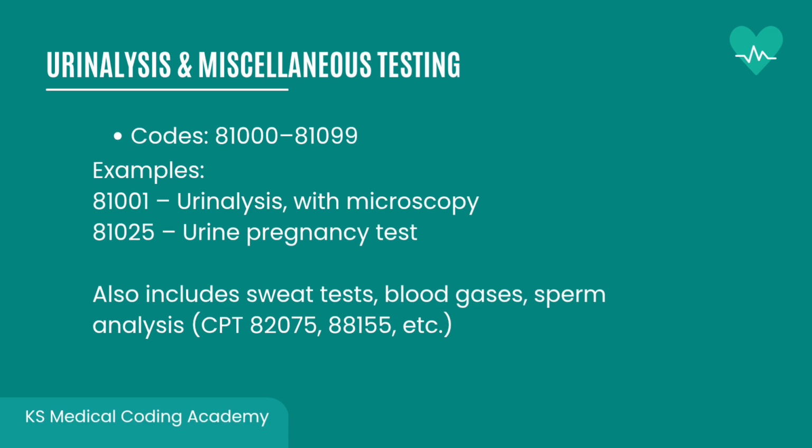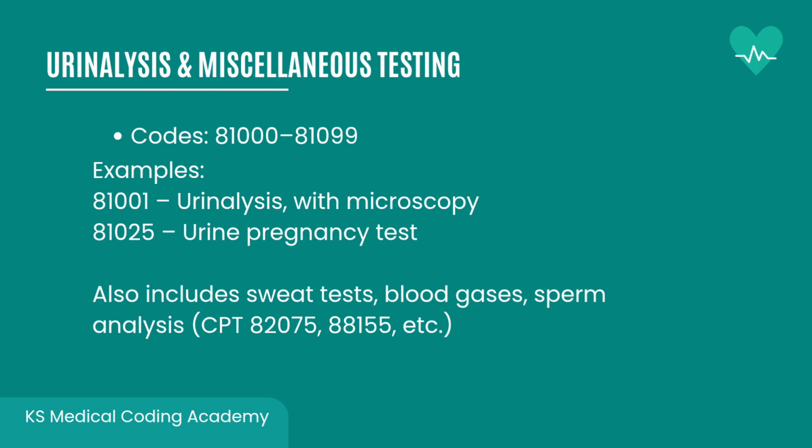Urinalysis and miscellaneous testing. The 81000 to 81099 range covers urinalysis and basic lab tests. Examples include 81001 urinalysis with microscopy, 81025 urine pregnancy test. Other procedures include blood gases, sweat tests, and sperm evaluation, often grouped under miscellaneous codes in the Path and Lab section.